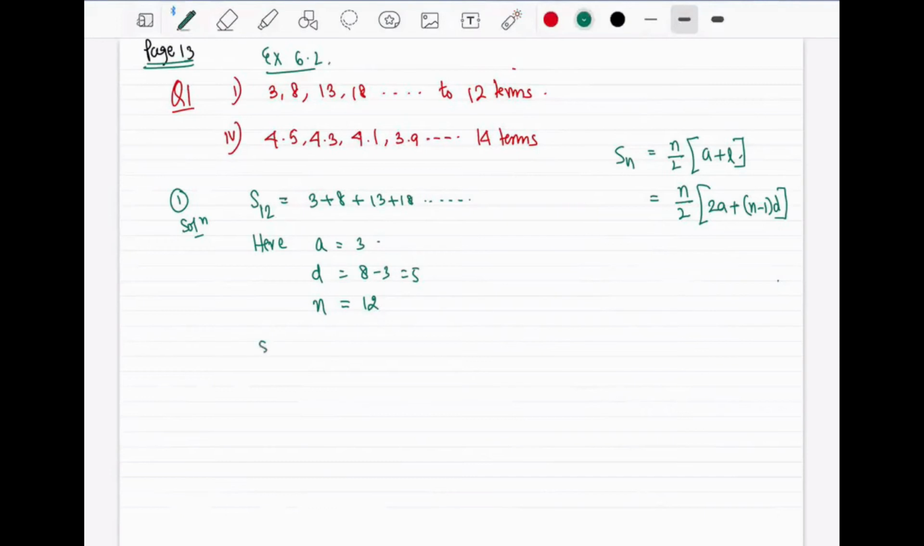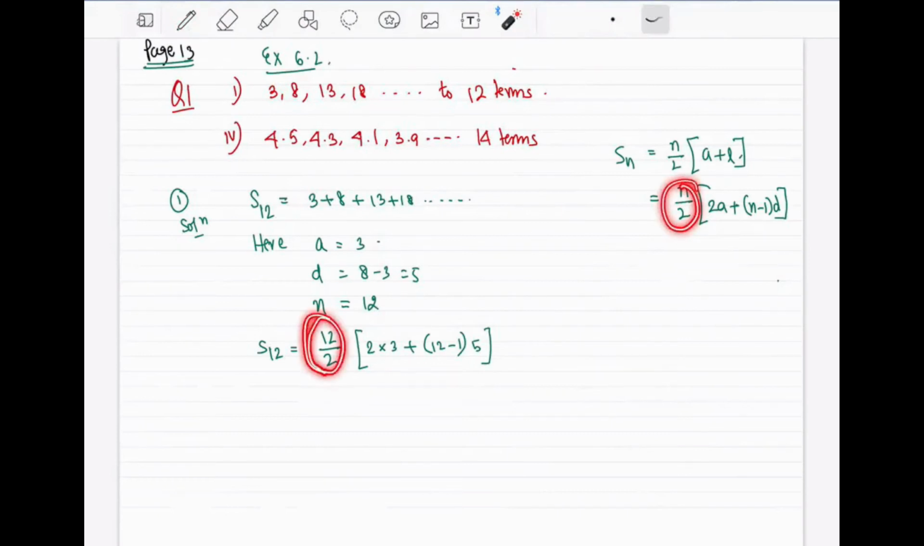Okay, now let's find out the S12. Very easy. Just put in the values of N, A, and D in this formula itself. So we will write 12 by 2 into twice A. A is 3, plus N is 12 minus 1, into D. D we have already found to be 5. Okay, let's match with the formula. N by 2, I'm writing 12 by 2 because N is 12. Twice A, we have 2 into 3 because A is 3. N minus 1, we write 12 minus 1 because N is 12 again. D is 5.